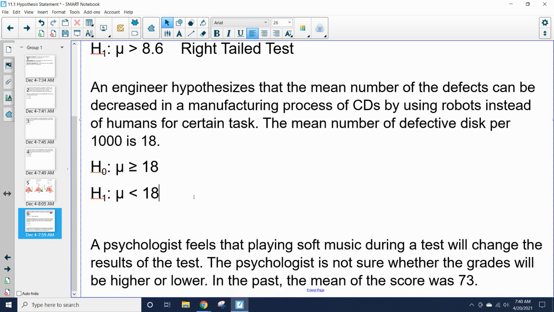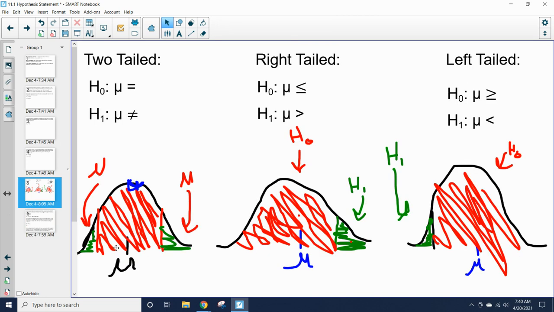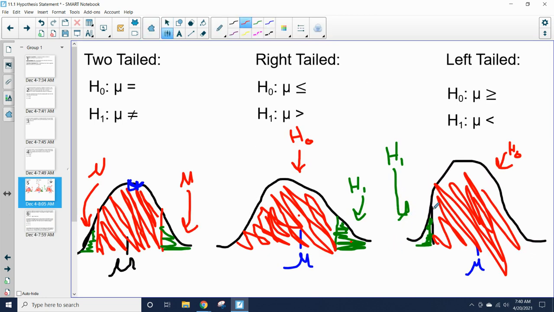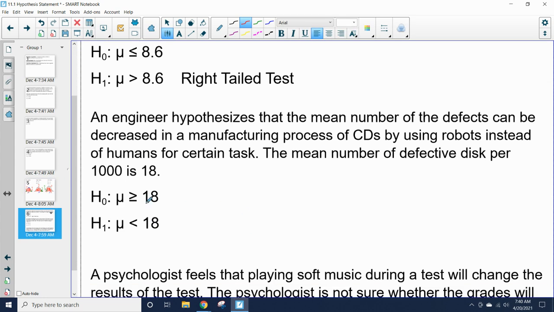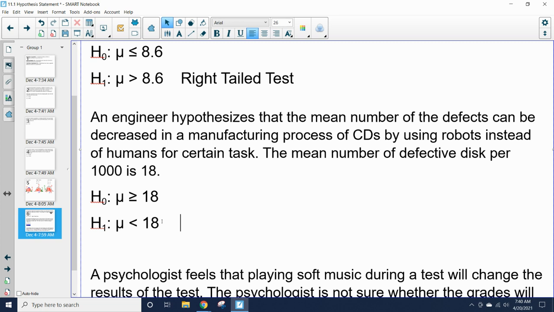So because it's less than, we are trying to find the area to the left of our curve. If we think about our z-score, we're trying to find the area to the left of this value. So that's going to show us that it is a left-tailed test. One little trick you can think about is less than is left, greater than has an R in it, so greater is right. I don't know if that helps you at all, but this is a left-tailed test.